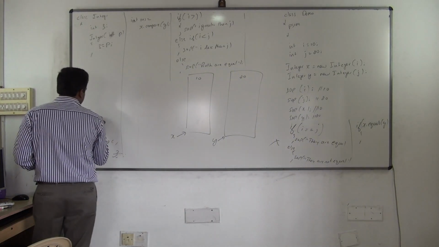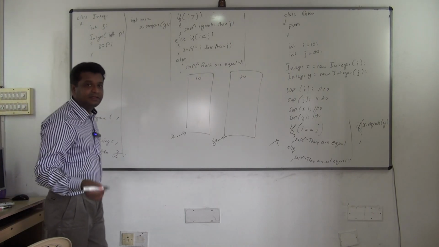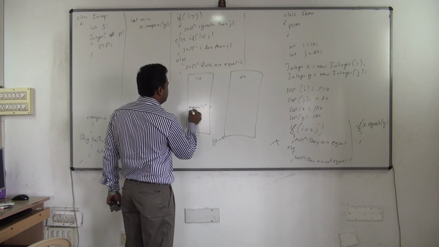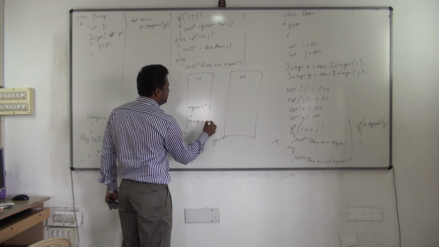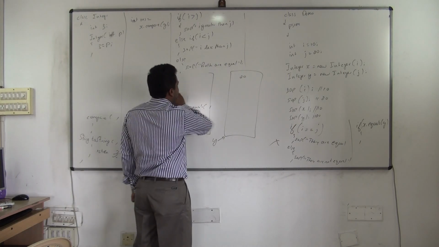Which are the methods you saw? Compare. All these methods are present where? In class Integer. So when you call those methods, they get executed. Equals, compare. You can call all the methods like this. Like this, they keep working. Okay, fine.